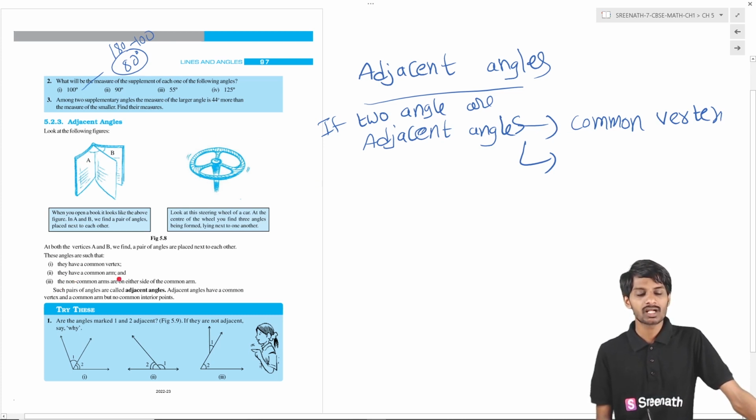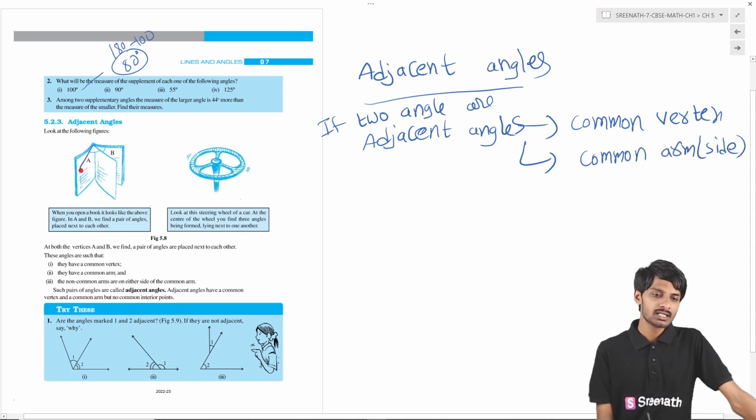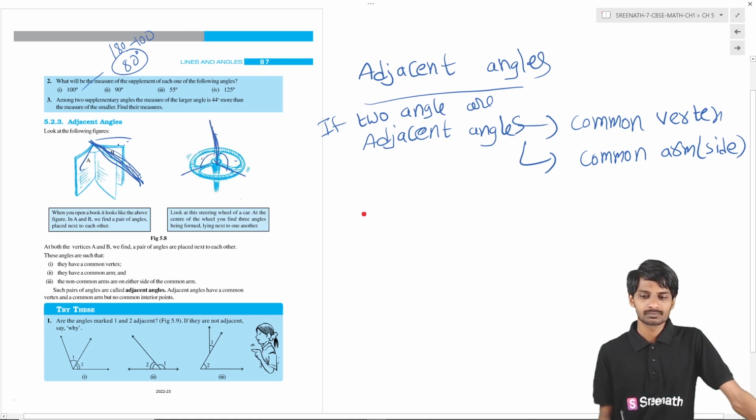And one more thing is they have a common arm. They must have a common arm or common side. Okay, students, if you see, this is one angle, this is another angle. For both these angles, this side is common. This arm is common. So this is the angle A and this is the angle B, and this is the common side for both angles A and B. So if two angles are adjacent, they have a common arm and a common vertex.